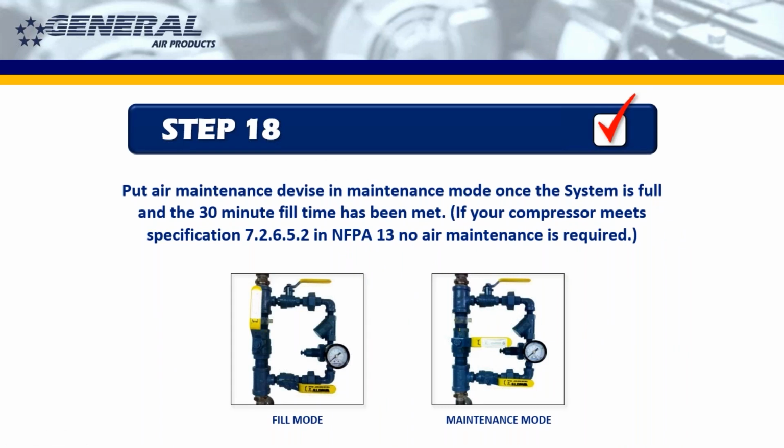Put the air maintenance device in maintenance mode once the system is at your 30-minute fill. So once you've done your fill, you do that with the fill line open. For some people that might be obvious, but we do get calls on that once in a while, where somebody says, oh, I have to fill this through the maintenance, through the regulator. No, you do not. The 30-minute fill will not be met if you go just through the regulator.